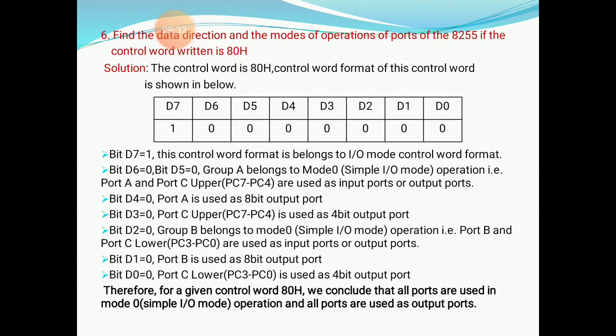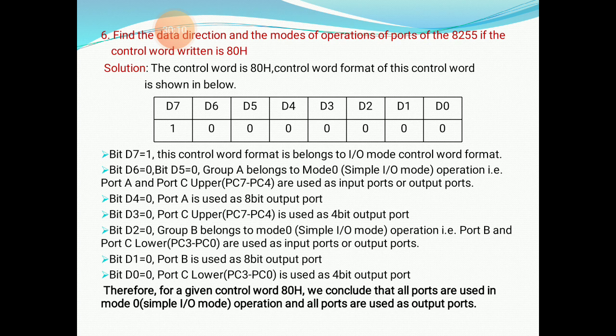From the sixth question, find the data direction and modes of operations of ports of 8255 if the control word written is 80H. The control word 80H format is shown below, D7 to D0. The 80H is represented in binary zeros and ones. D7 equal to 1 indicates that this control word format belongs to I/O mode control word format. D6 and D5 belong to mode selection of group A. Both are 0, 0, so group A is operated in mode 0 operation.